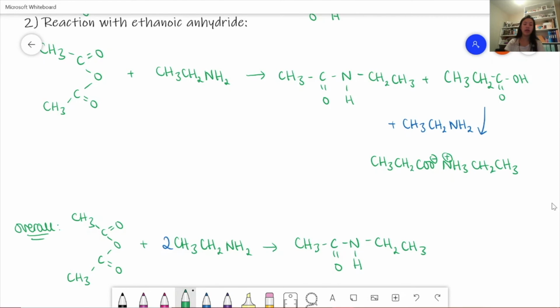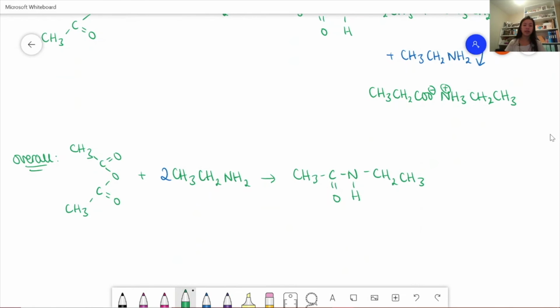And this time we'll form this salt. So plus CH3 CH2 COO minus, and then NH3 plus CH2 CH3. So this N-substituted amide that we formed again is this N-ethyl ethanamide.